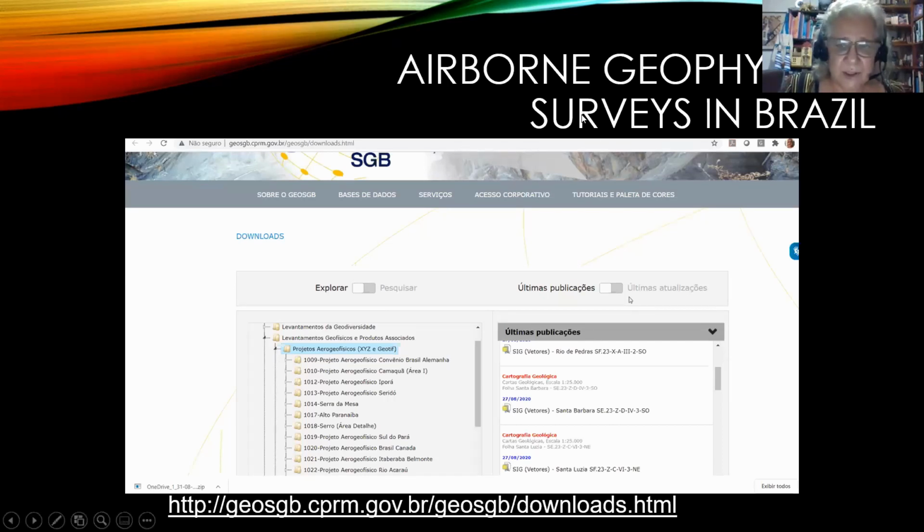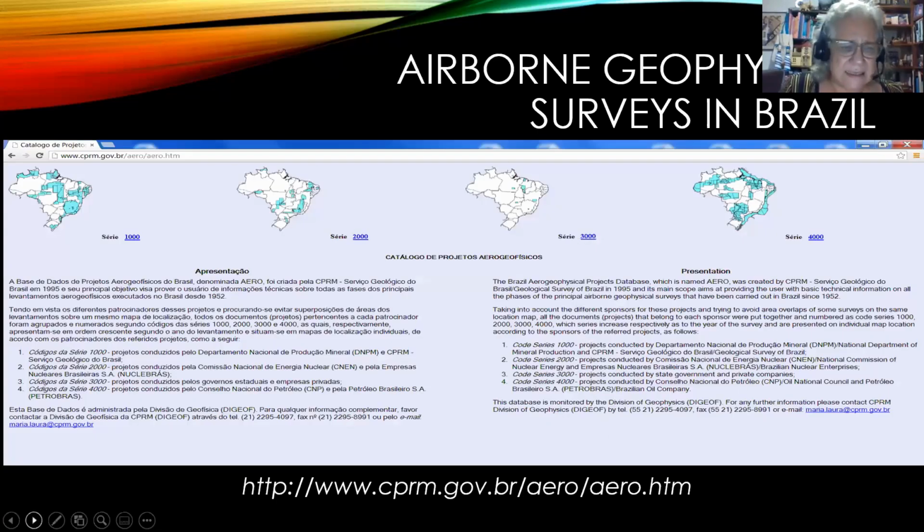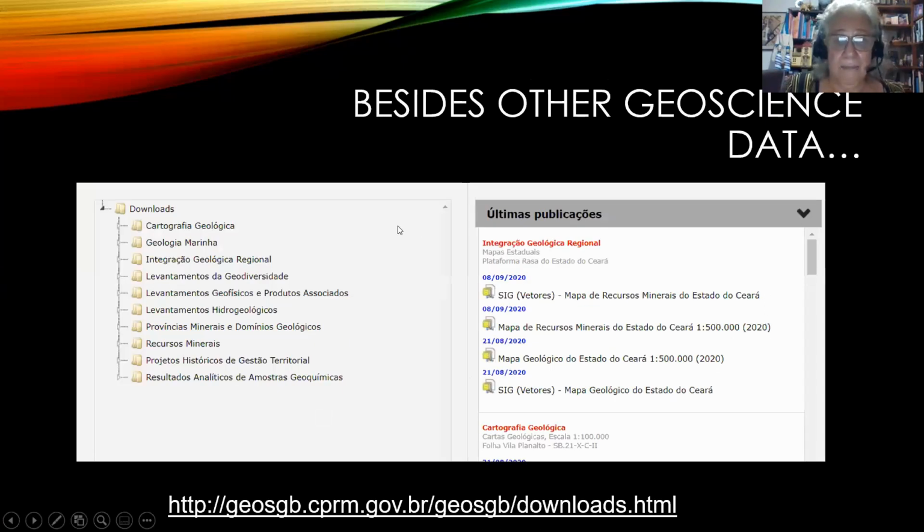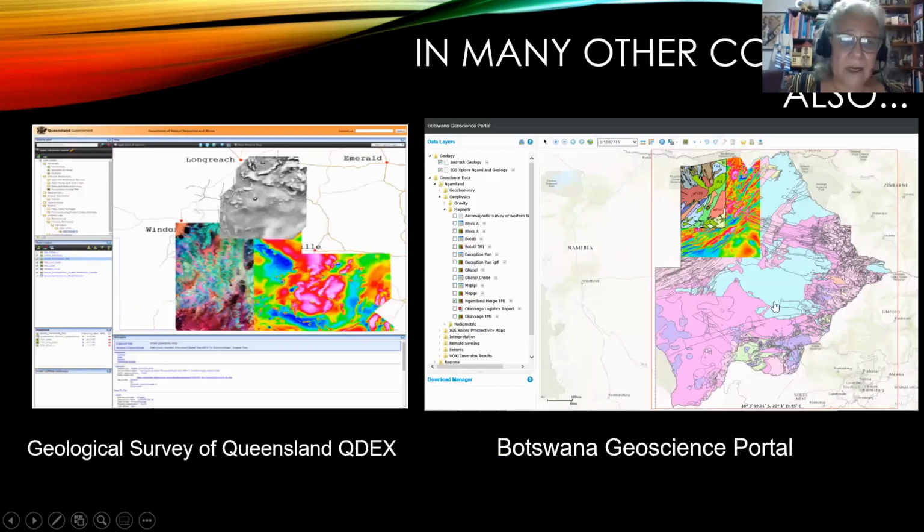So even if we are not with an exploring company, we can generate value from this data and apply several techniques. This is how you can look in the internet and get this data and look at so many geophysical projects in all areas in Brazil. And besides geophysics, there is also other geoscience data available that you can use to integrate. So mineral resources and geochemistry, hydrogeological surveys. There is a lot to explore.